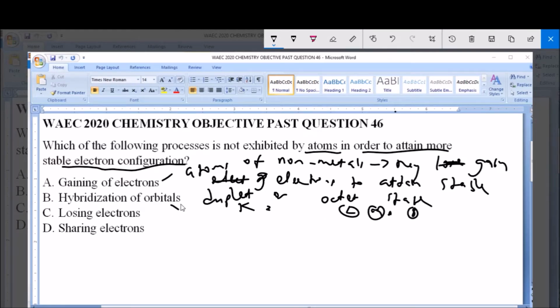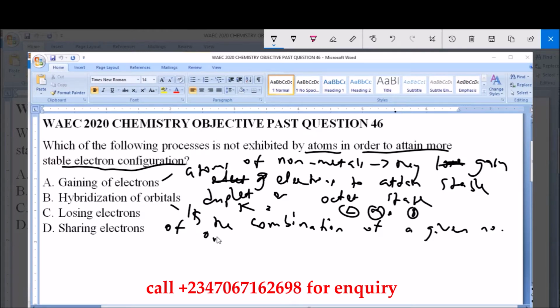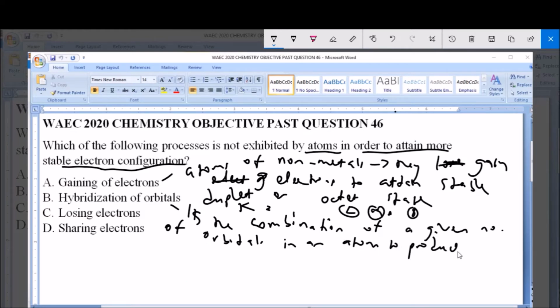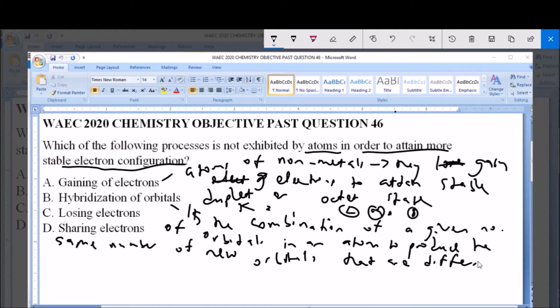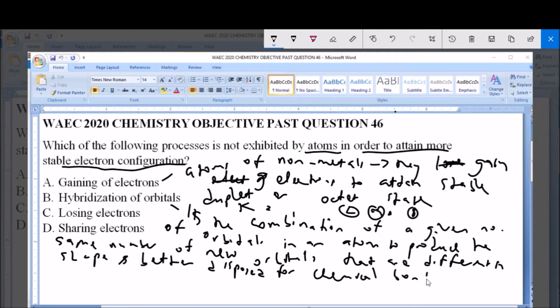Now, option B, which is hybridization of orbitals. Hybridization of orbitals is the combination of a given number of orbitals in an atom to produce the same number of new orbitals that are different in shape, and the purpose is for them to be better disposed for chemical bonding.